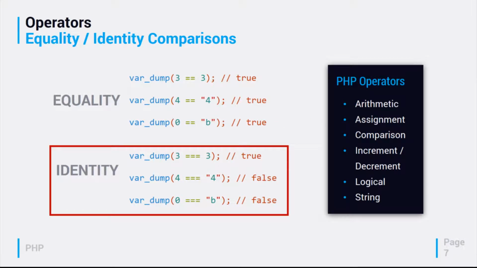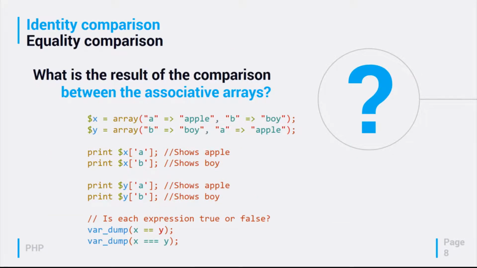The identity comparison compares whether two items are strictly equal. This works exactly as you would expect. Each expression is evaluated without type juggling or data conversion. There are two associative arrays on this slide. A is associated with apple, and B is associated with boy for both the X and Y variables.